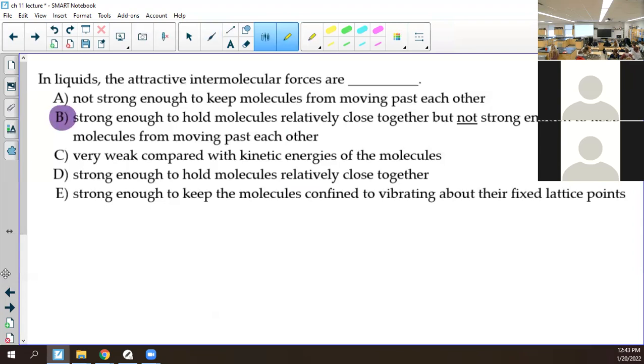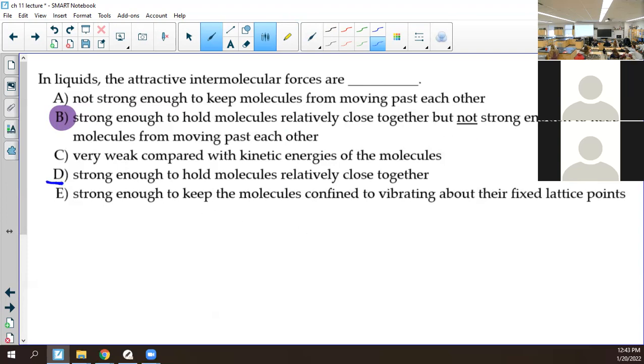Okay, A, not strong enough to keep molecules from moving past each other. That is true, but there's more details, because they still can hold them relatively close, but they can't keep them from moving. So B is definitely the righter of the choices. Then that would be pretty much a solid at that point, right? If it held them close together and was strong enough to keep them, then yes.